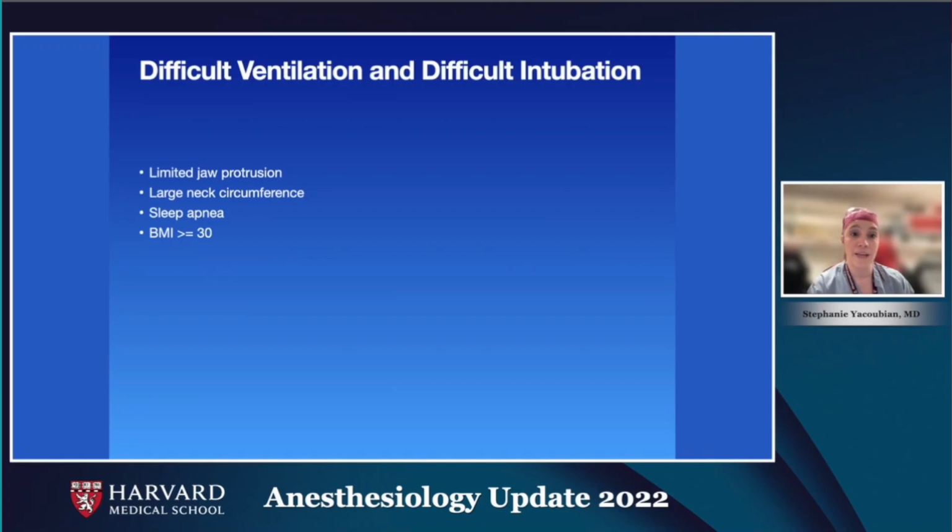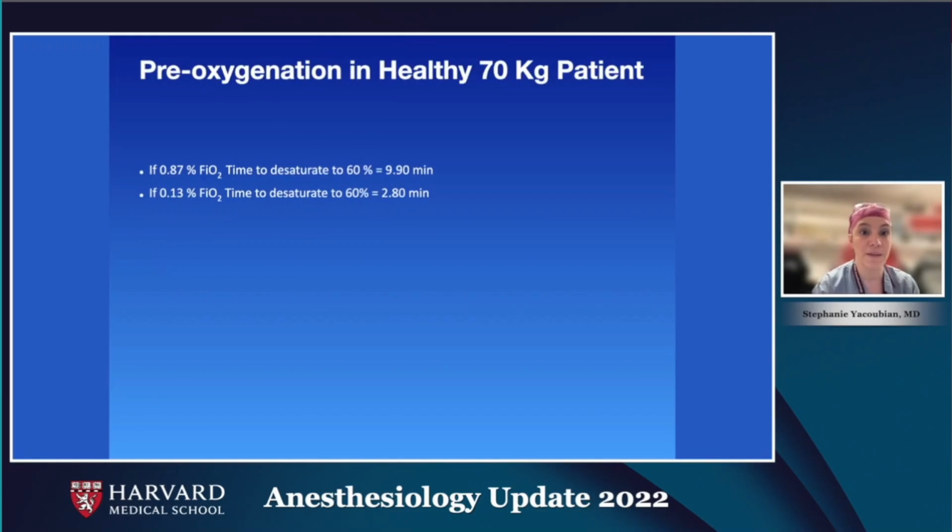Any patient with head and neck cancer, limited jaw protrusion, large neck circumference, or sleep apnea is at risk. Therefore, it is extremely important to ask our patients about a history of snoring, a history of OSA, and history of CPAP use. To me, that's as important as asking about the most relevant or most obvious comorbidities, whether or not they use a CPAP machine. And any patient who has a high BMI is possibly difficult to intubate.